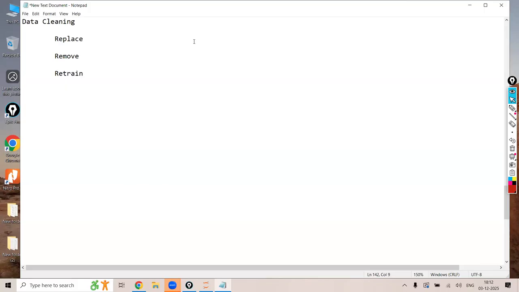Generally, only three options will be there, which we call the 3R technique. In the entire data cleaning, we are going to follow the 3R technique: the first R stands for replace, remove, or retrain. Any one of them we are going to do.